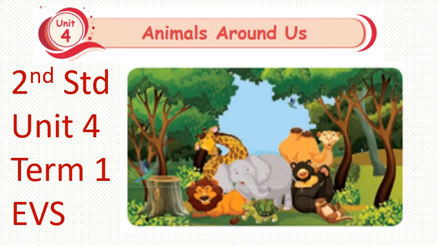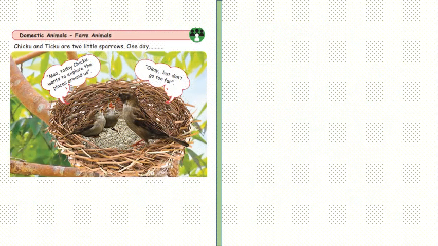Animals around us. Second Standard, Unit 4, Term 1, EVS. Domestic animals. In that, we are going to start with farm animals.